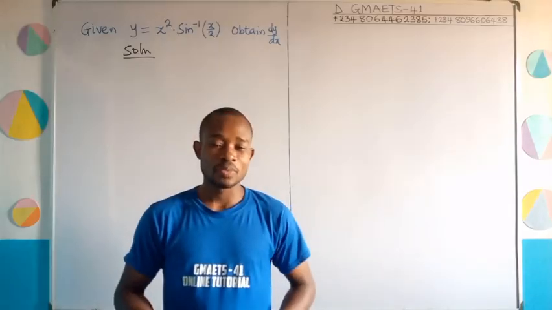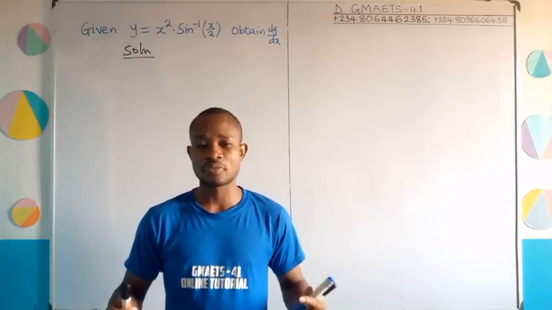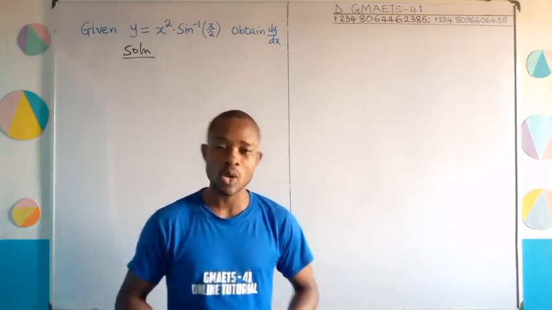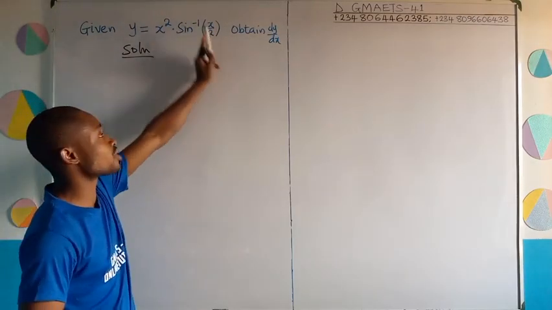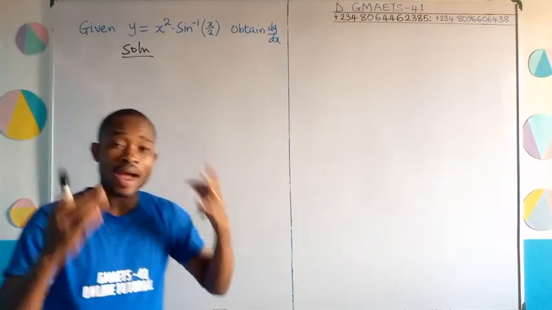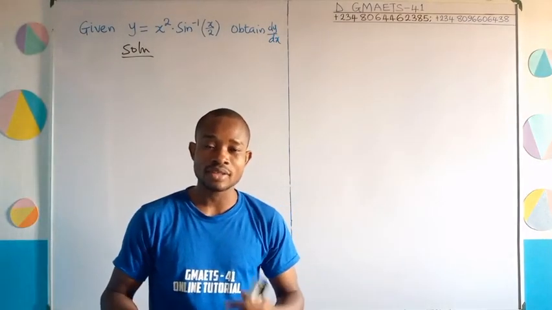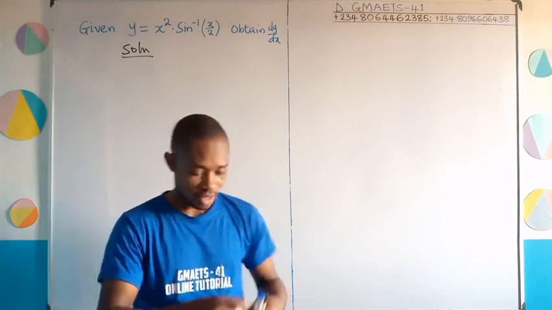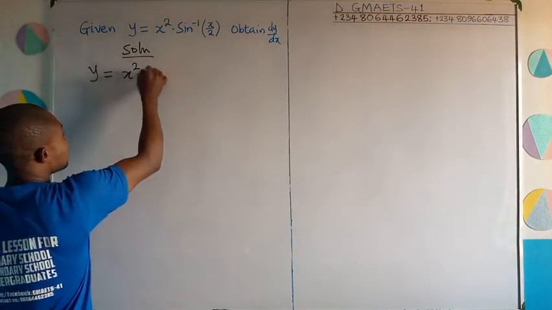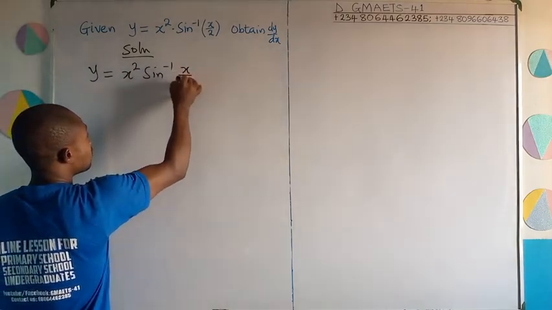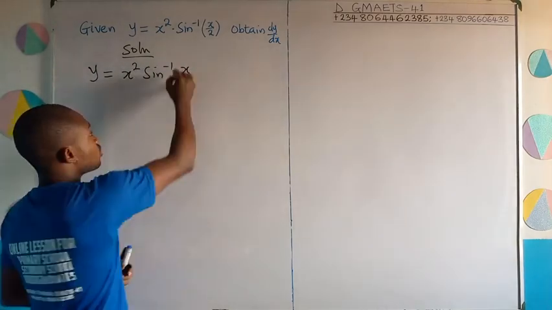The question I have on the board here is a differentiation problem. I have the function y equal to x squared times sine inverse of x over 2, and I'm asked to obtain dy dx. So we have y equal to x squared sine inverse of x over 2, and then I am asked to obtain what?